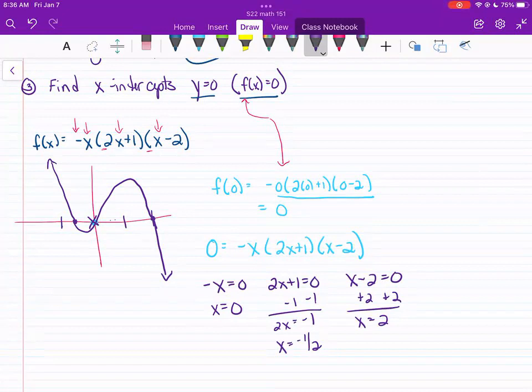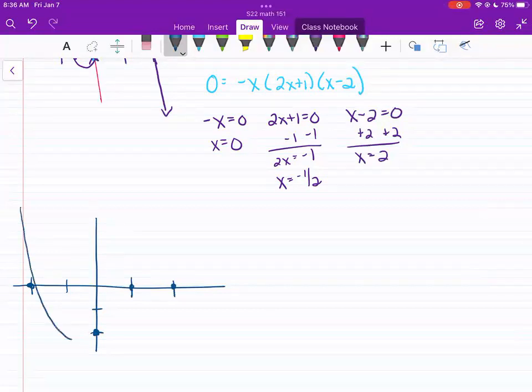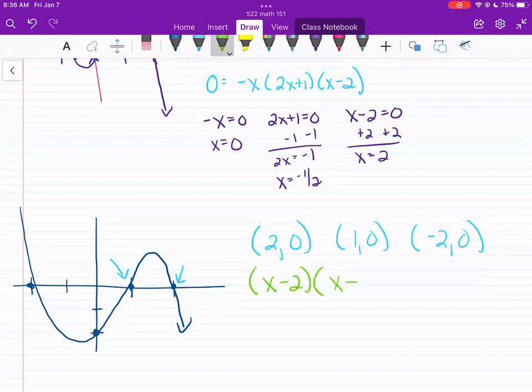I want you to also be able to go in the reverse direction. So if I give you a graph, for example, something like this, where it crosses at -2 on the y-axis, and 1 and 2 on the x-axis, with your end behavior being something like this. This tells us that we know the zeros to be 2, 0, right here, 1, 0, and -2, 0. We can adjust these to the factored form of x minus 2, x minus 1, and x plus 2. But we still have some a value that we don't necessarily know what it is.